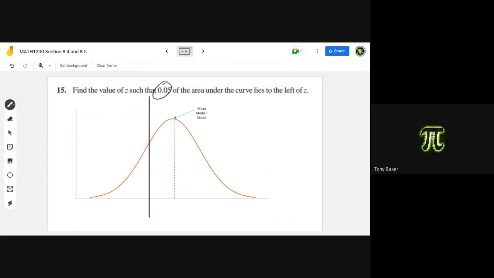Oh, that's looking at the chart. So I'm looking at this. That's 0.05. So look at your chart and find 0.05, and you should get negative 1.645 or negative 1.65 or 1.64. It's one right in the middle of it. Am I looking at the chart wrong? I went to 0.